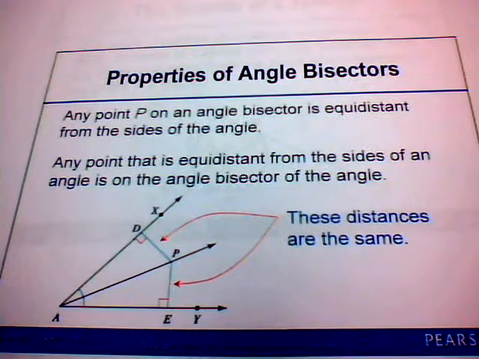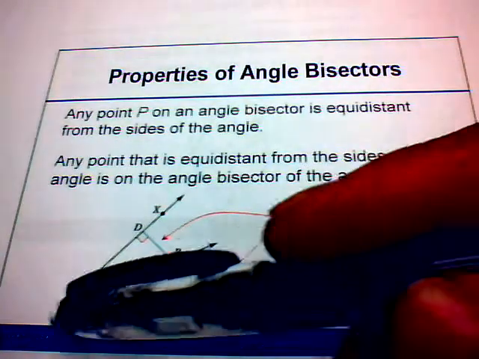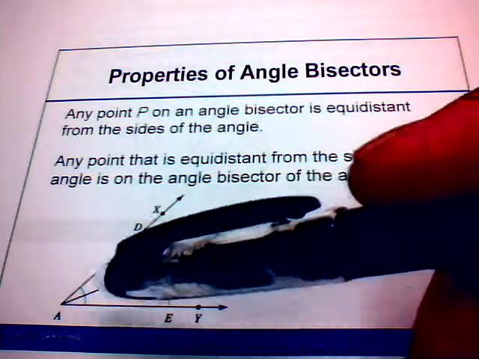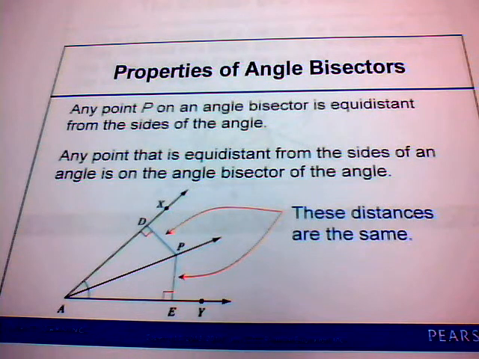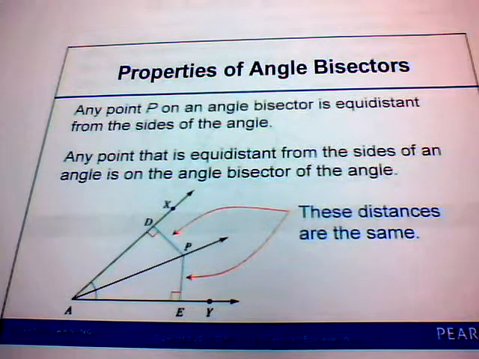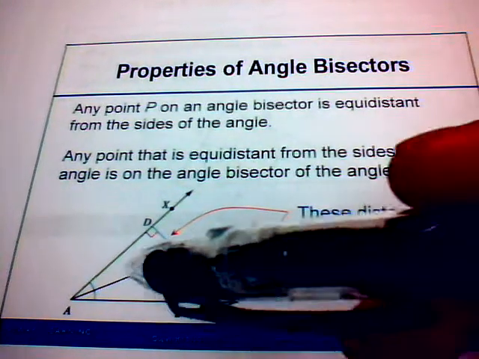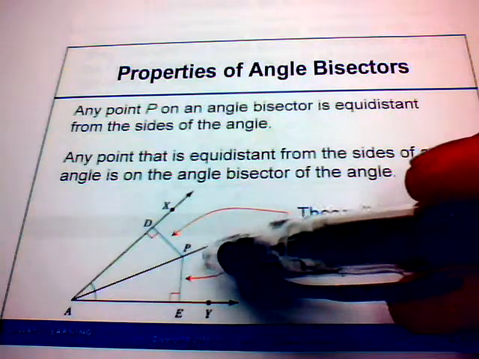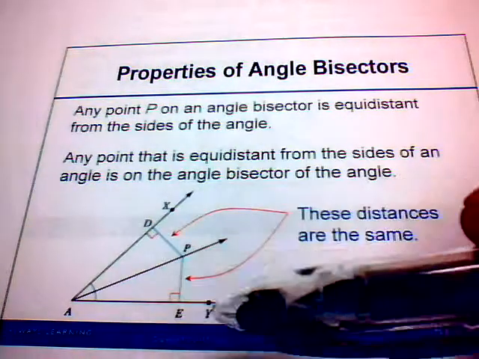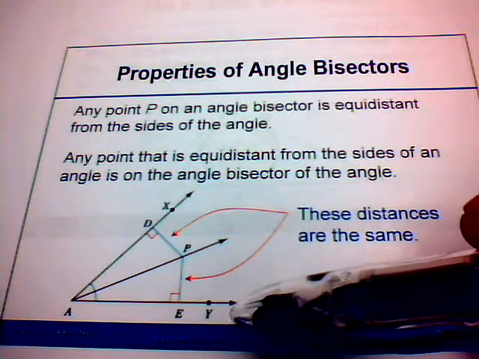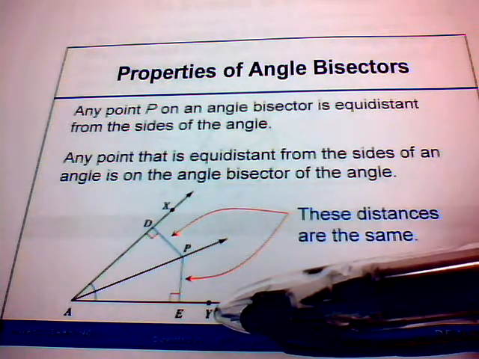Now let's look at some properties of angle bisectors. An angle bisector is a ray that separates the angle into two equal angles. Okay? So one of the properties is this: any point P on an angle bisector is equidistant from the sides of that angle. So let's say ray AP is your angle bisector. It starts at the vertex and it separates angle XPY into two equal angles here.